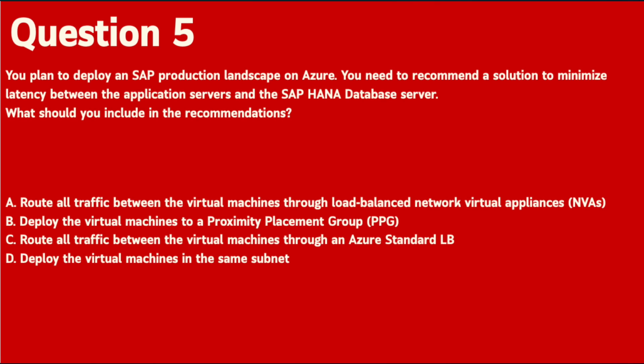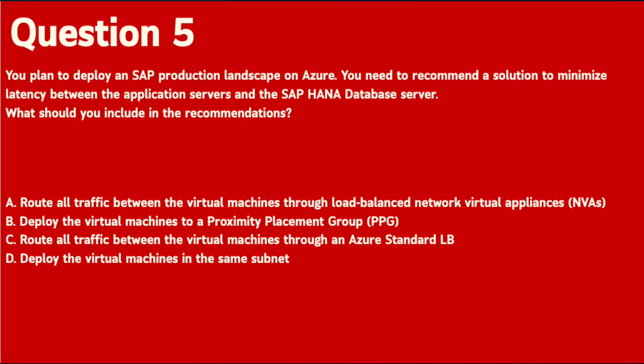Question 5. You plan to deploy an SAP production landscape on Azure. You need to recommend a solution to minimize latency between application servers and the SAP HANA database server. What should you include in the recommendations? Route all traffic between virtual machines through load balanced network virtual appliances. Deploy the virtual machine to a PPG, proximity placement group.